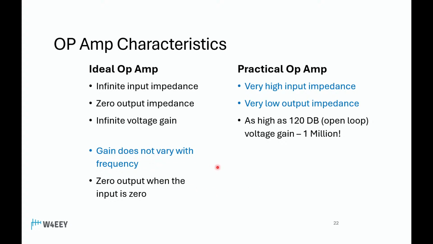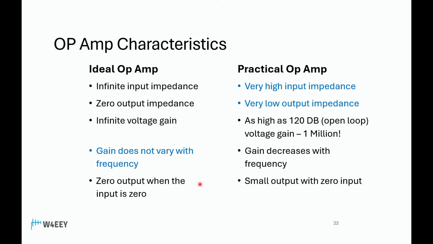The gain does not vary with frequency. Well, in the real world, the higher the frequency gets, the gain starts decreasing. And most op amps, the 741, for example, that we've been referring to, are pretty much audio devices. They might work up to a few tens of kilohertz. You can probably get military parts that go much higher than that. But generally speaking, most op amp applications are in audio or low frequency applications. Zero output when the input is zero. Well, actually there's going to be some output with zero input. So we have the ideal versus the practical.